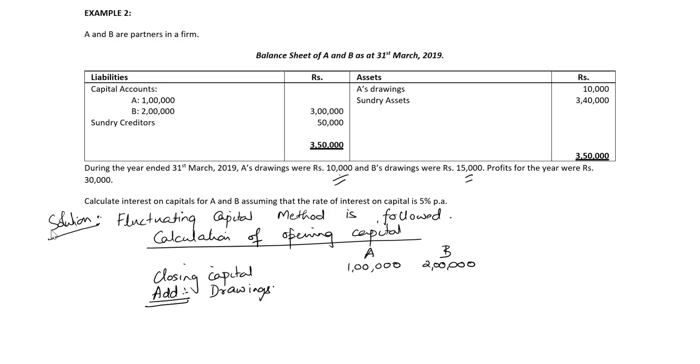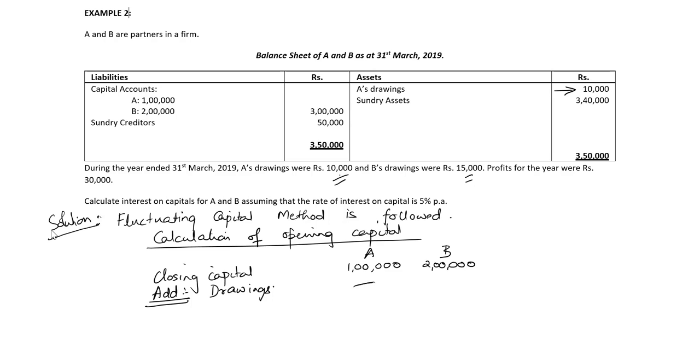Now at the end of the year, what happens is the drawings account is closed by transfer to the capital account. But here we can see that A's drawings of rupees 10,000 is still appearing in the asset side of the balance sheet, whereas there is no amount against B's drawings in the asset side. So which means that A's drawings of rupees 10,000 has not yet been transferred to the capital account, which means I don't add anything here even if I am following the fluctuating capital method.